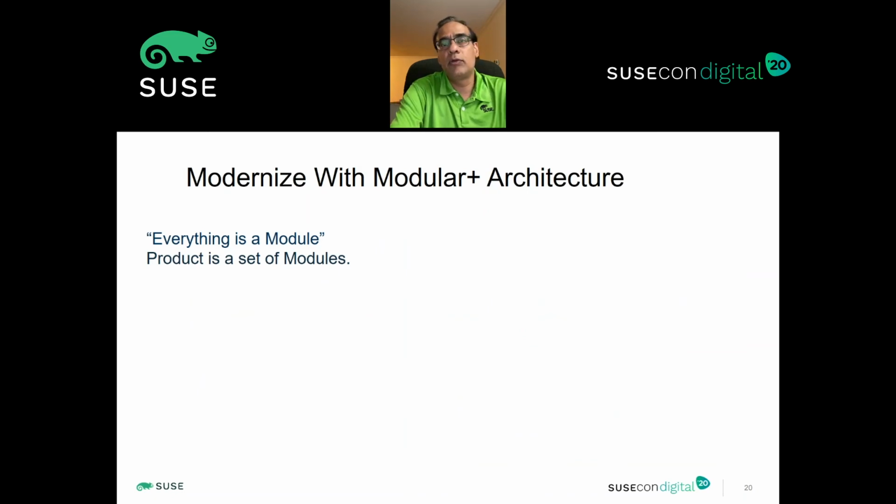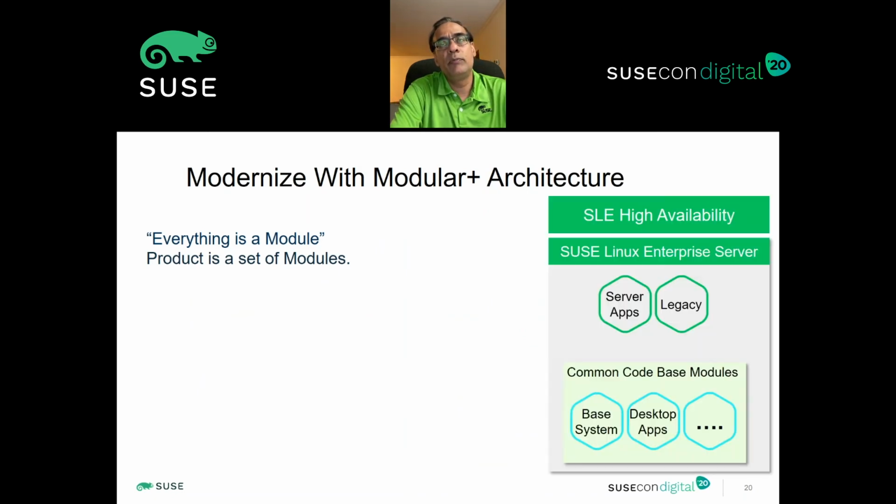Now let's take a look at the modularity part. So when we say modular plus, what it means is everything is a module. So you can create the full system by putting one module at a time. And this is an example of a highly available system. You started with this base system, you added desktop apps, you added server apps module, and then you added high availability extension to it. And then you have this highly available system there.